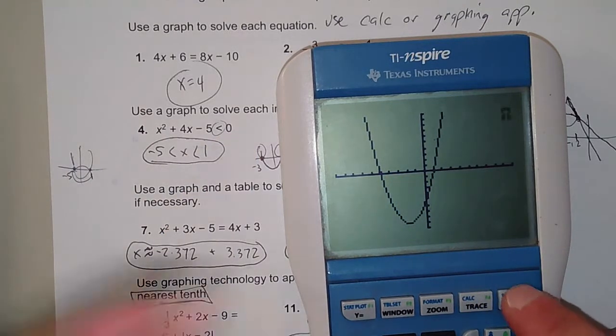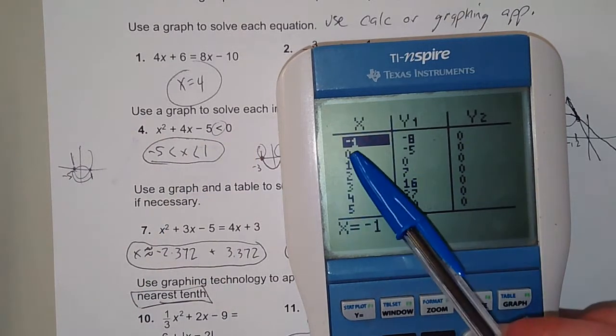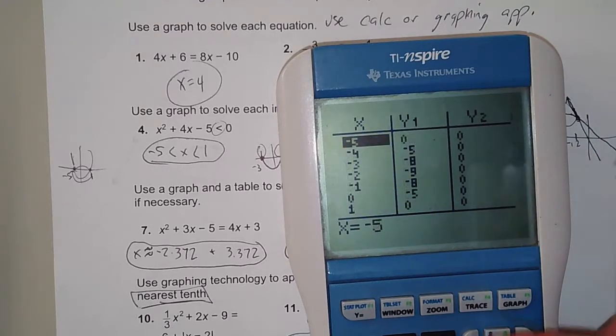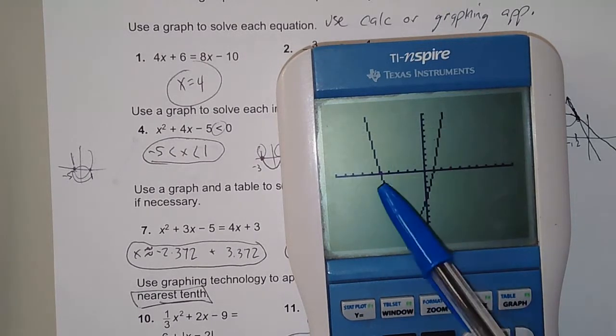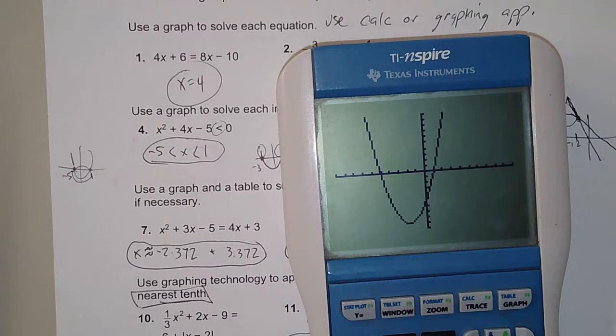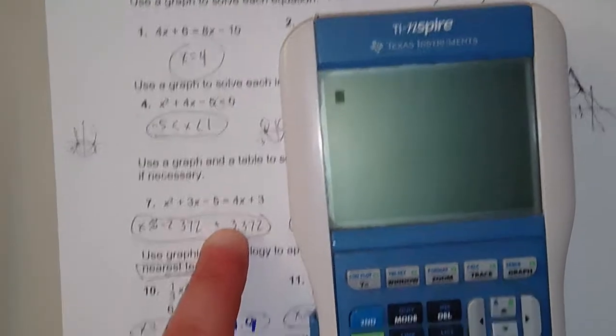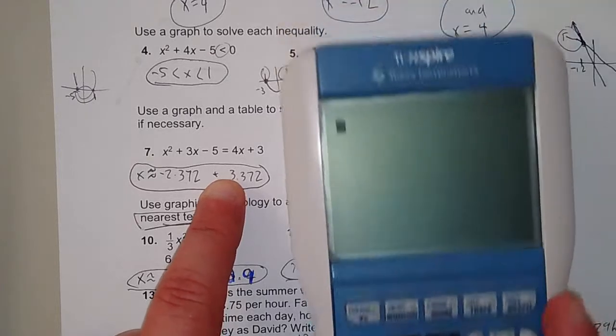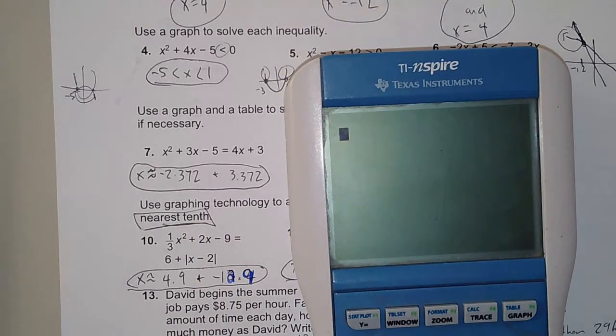You can verify that in the table real easy. So I can see that at -5 I'm at 0, at 1 I'm at 0. If you're using the app, it literally shows you the point right on there, so it's actually easier. But anyway, it'd be for everything between -5 and 1, and so that's what I wrote right here: all the x values that are greater than -5 but less than +1. These other ones where you use the intersect feature, again, if you're using the calculator, you're going to use the intersect feature. If you're using the app, it, again, literally just pops up. It's actually, I think, easier.